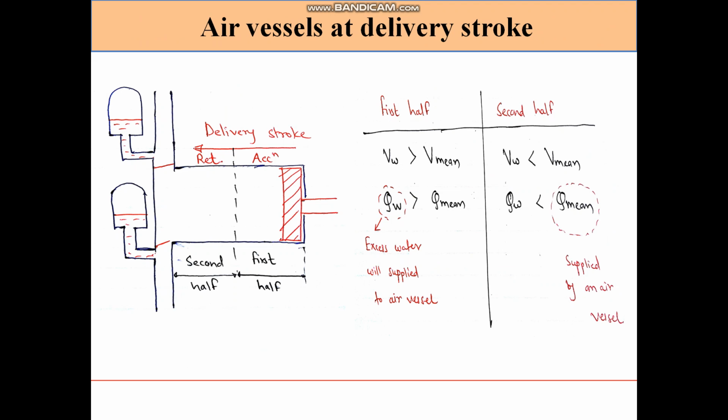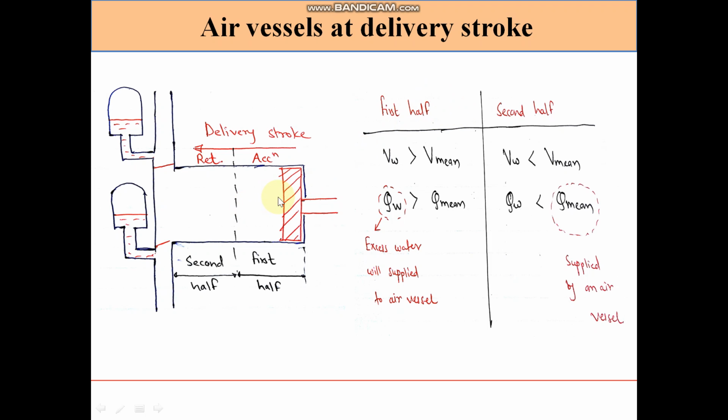So let's see first what is going to happen in the delivery stroke. At the beginning of delivery stroke, the piston is at ODC, outer dead center. In the first half, the piston accelerates, and in the next half it retards. Same thing is going to happen to the liquid which is in contact with this piston: it accelerates in the first half and then retards.